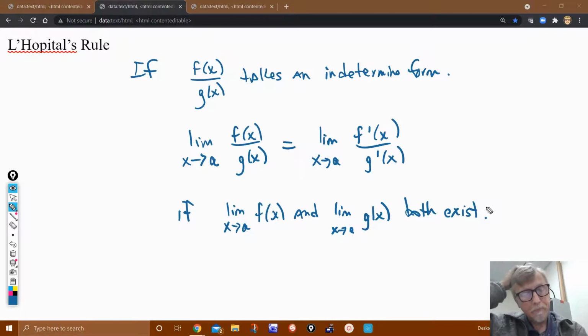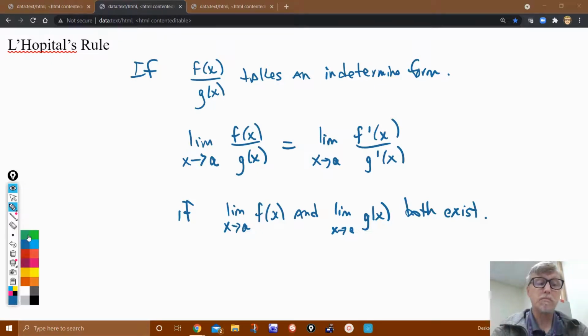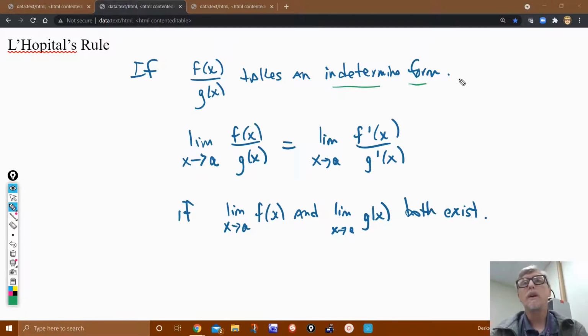Okay? And there's a list of indeterminate forms in your textbook. Your book goes into way more examples and different forms. So another, like, you can have infinity over infinity as an indeterminate form. 0 over 0 is the most common one. Infinity times 0.